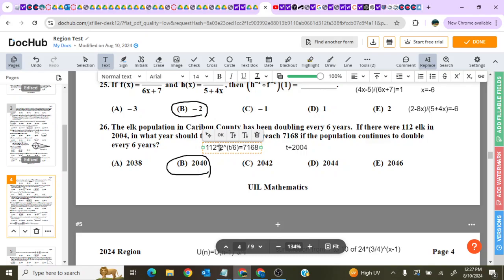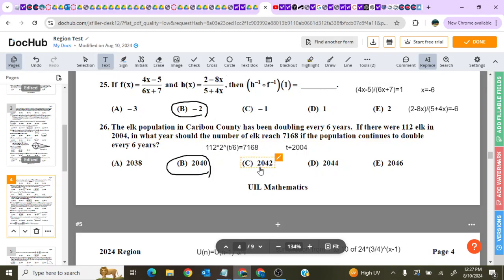So it would go 112 times 2 to the power of 1, and it'd be 224. So you figure out what time will get you 7168. You figure out that the time is 36, and then you add it to 2004, which represents your starting time, and you get 2040 as your year.